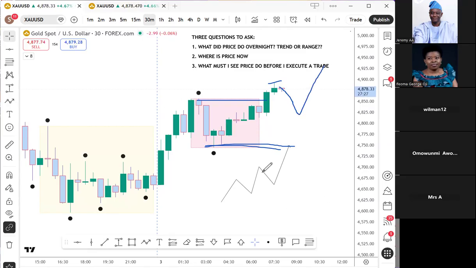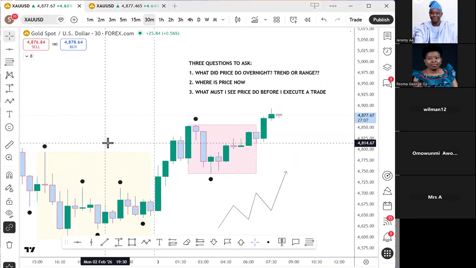So we just look for that pullback to enter the market. We put our stop loss there, and then we expect price to move back up. That is all. That's all we look for every time we're looking for break of structure type setups, right? Okay, so let's go to our normal analysis for today.